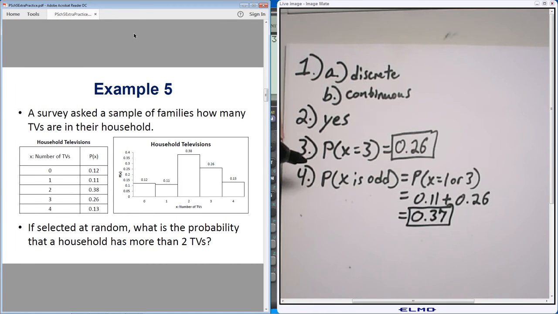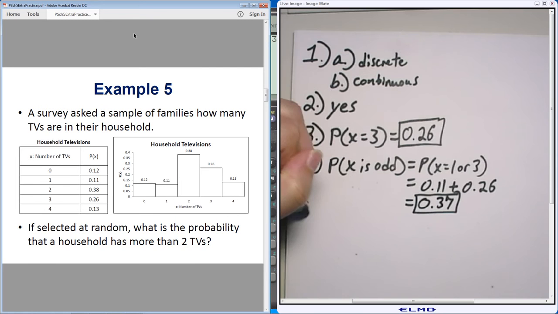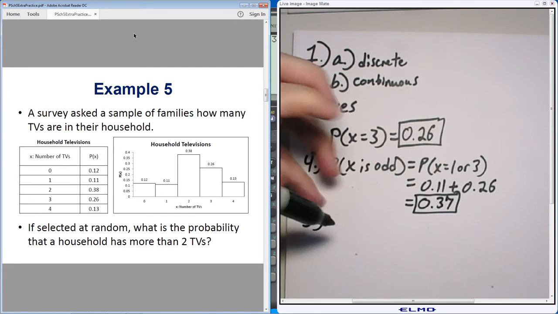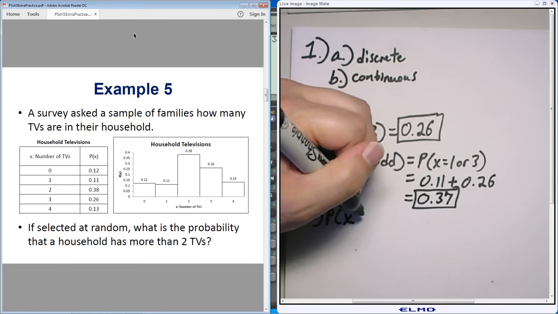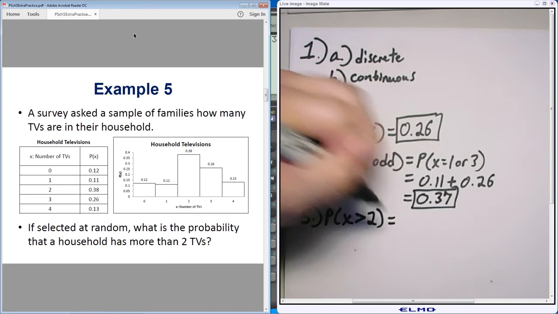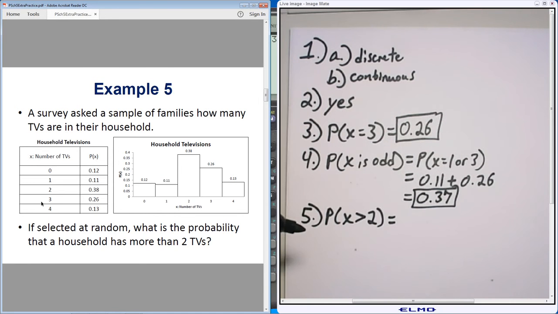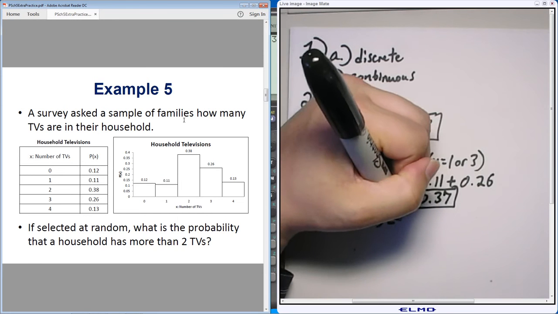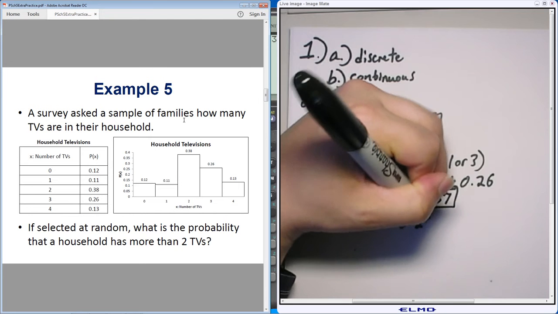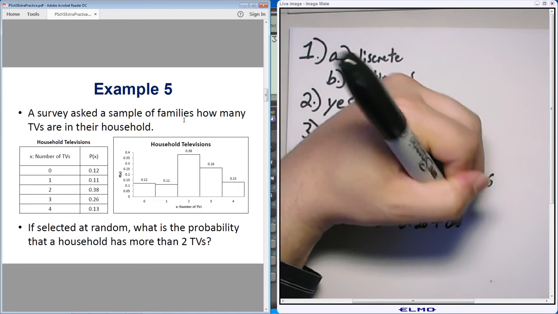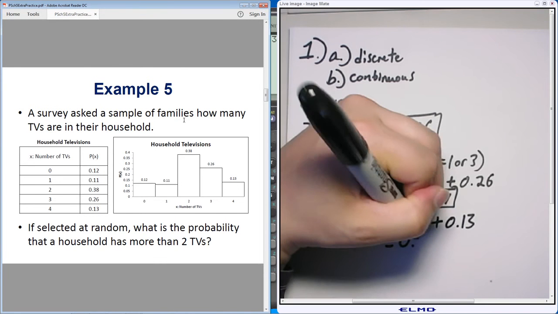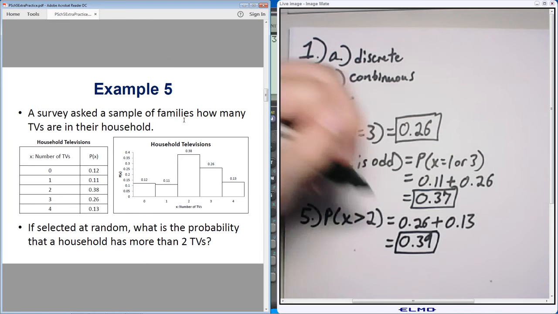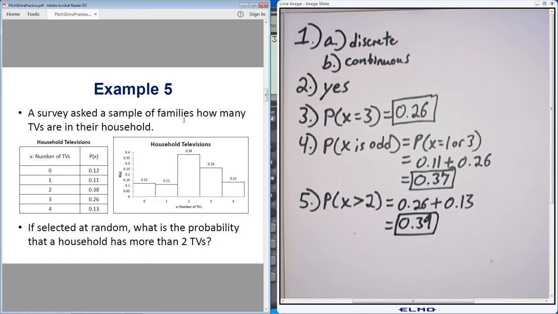Moving on, number 5 says probability a household has more than 2 TVs. All right, let's get the notation written. Probability X is greater than 2. Well, the ones greater than 2 would be 3 or 4. Okay, so let's add those together. That would be 0.26 plus 0.13. And when we add those together, we get 0.39. That's the answer for number 5.